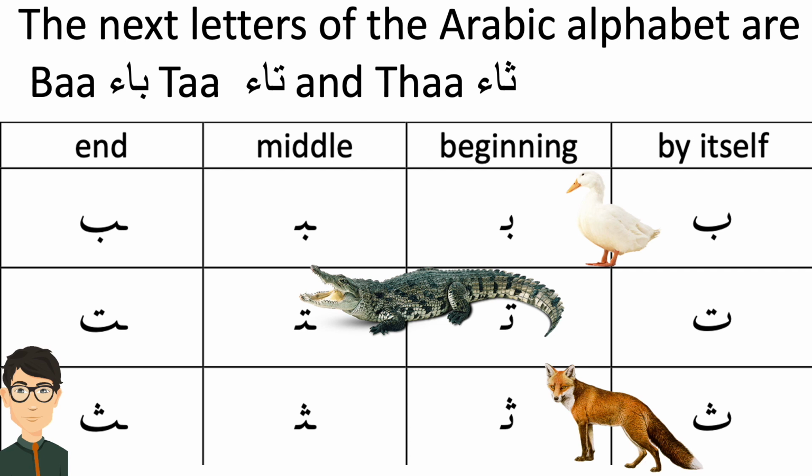The 4 forms of these letters are the same. The only difference is the number and position of the dots. Ba as in batta. Batta is duck in English. It has 1 dot underneath it. Ta as in timsah, and timsah in English is the alligator, and it has 2 connected dots on the top of it. And tha as in tha'lab, which means fox in English, has 3 dots above it.